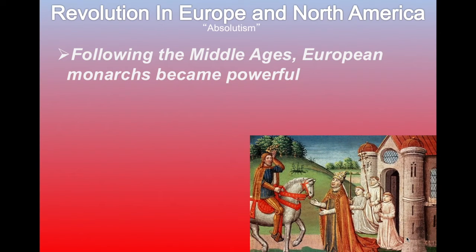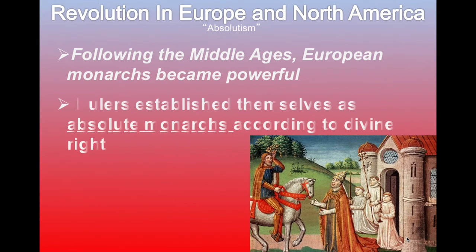Absolutism. You don't need to write down anything that is italicized. But following the Middle Ages, European monarchs became more powerful. I would like you to write this down. Rulers established themselves as absolute monarchs according to this divine right. That word divine means God. So there's kind of this God-given right, so to speak.